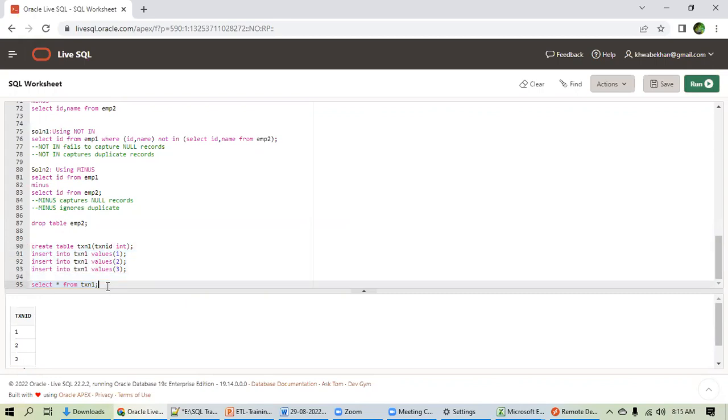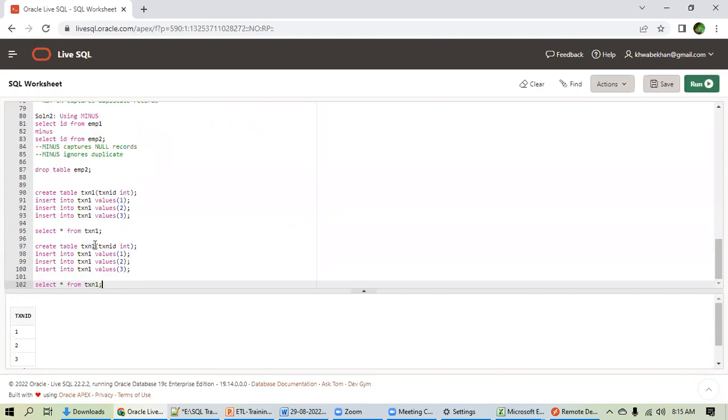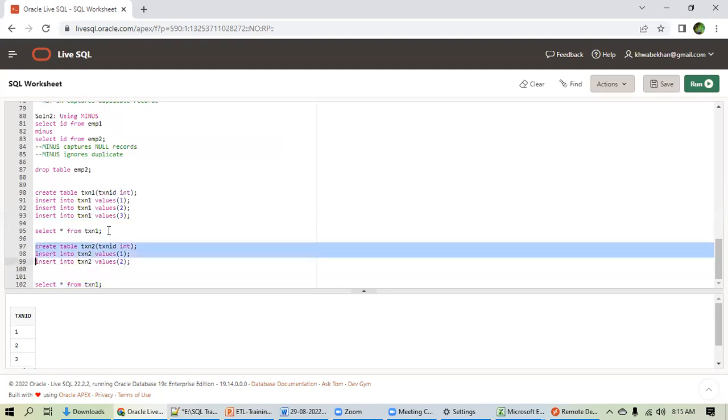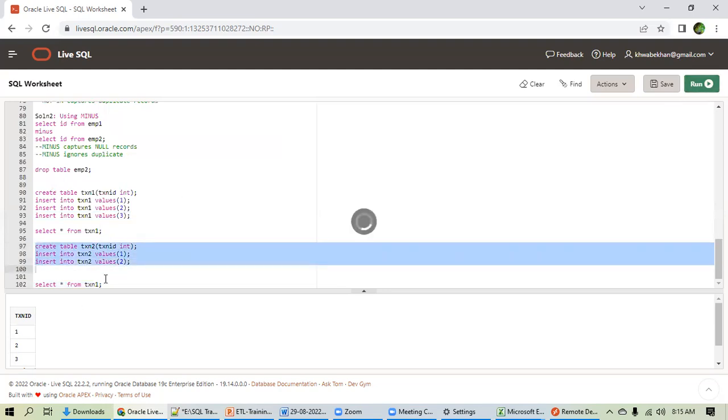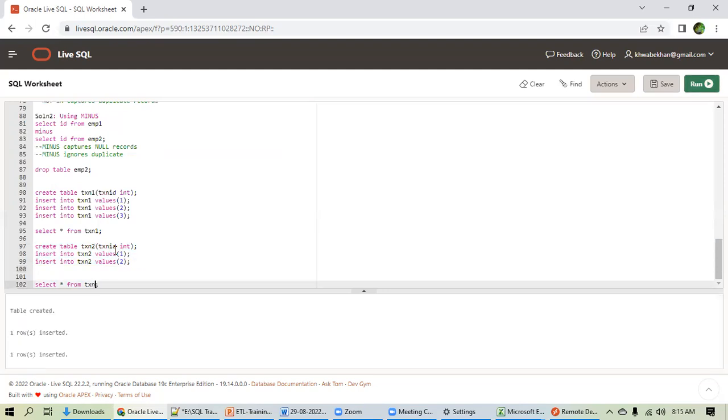Now I have here one more table, transaction 2. Okay, now I'm running this query. And in this I have 1 and 2.